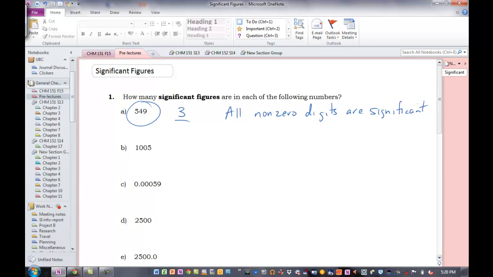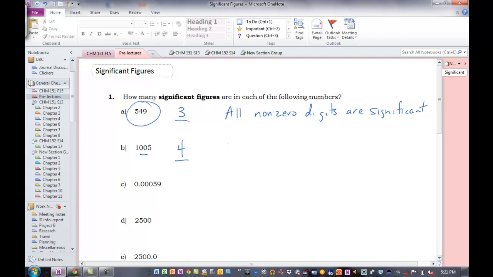What we do have to worry about are these zeros. There are really three types of zeros, so let's look at those three types in the next examples. Here we have zeros that are called interior or captive zeros. They're trapped between these non-zero digits. Those are always significant as well. So this would have four significant figures: the 1, the 2 zeros, and the 5, always significant.